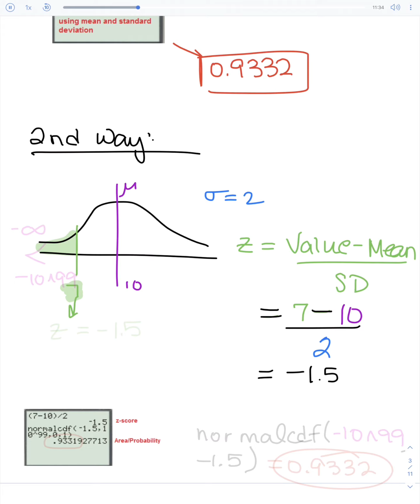If you take your 7, you'd convert it into a z value of negative 1.5. Now you would still use, just like before for the left-hand side when you do your normal CDF, because you're going towards negative infinity, a value of negative 10 to the 99th. So now the question is what you would do. You do your normal CDF.